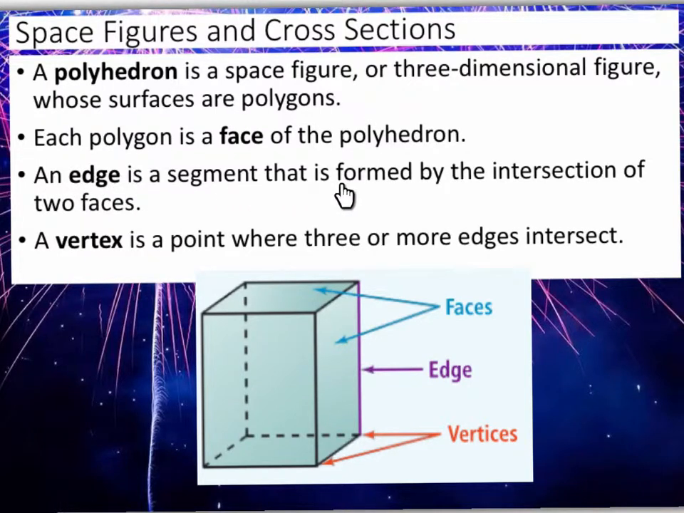An edge is a segment that is formed by the intersection of two faces. So this is the edge of the polyhedron. These are all edges, okay? And a vertex, or vertices, is a point where 3 or more edges intersect. So these points here, like the corners, are called the vertex, or the vertices for plural. Once again, I cannot stress how important these vocabulary terms are because we're going to be using them throughout the video.